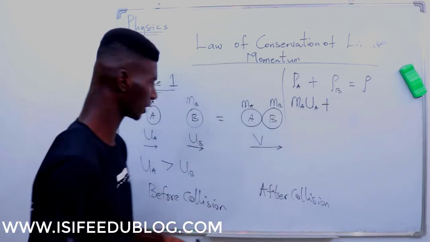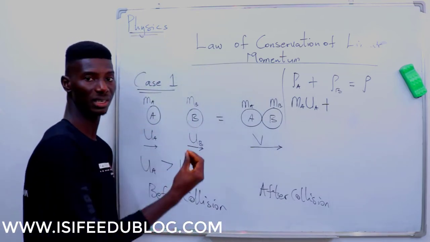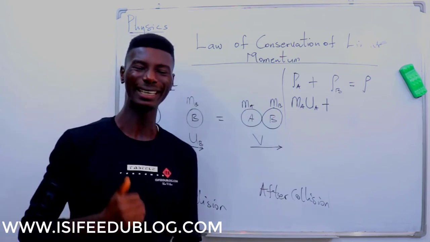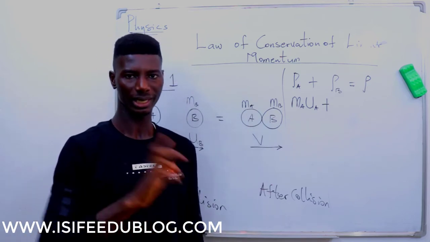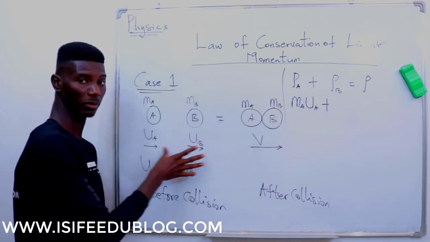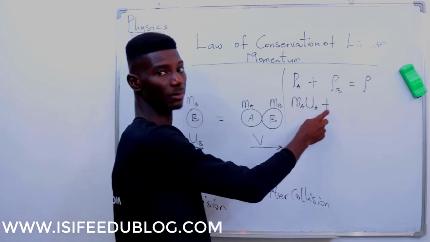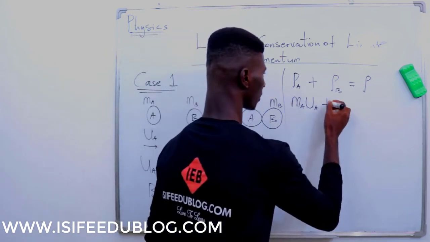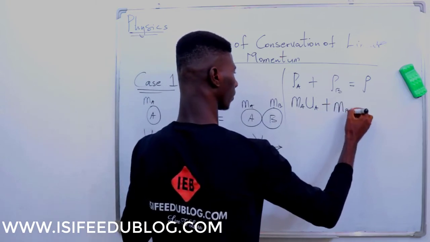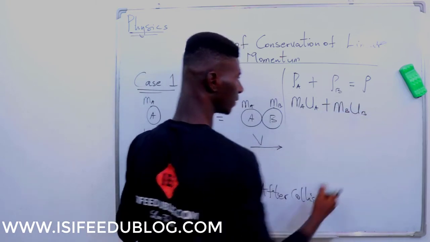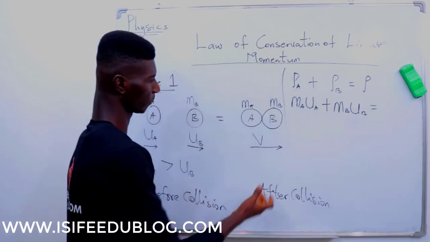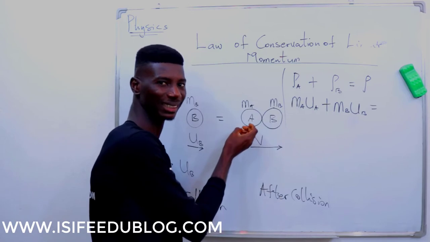plus. Now why are we putting plus? Because momentum is a vector quantity. And we are told that when vectors move in the same direction, to get the result and the total, you have to add. So both of them are moving in the same direction. That is why we have positive here. Be very careful. So plus, the momentum of the second body is MB times its velocity.